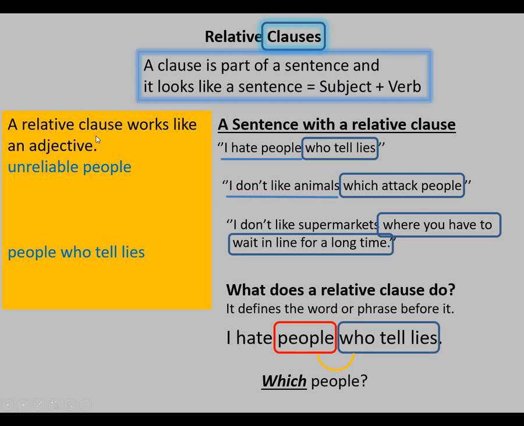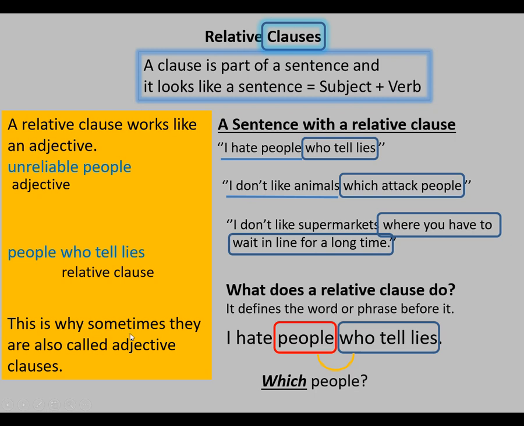In this case, a relative clause works like an adjective. Look at this, for example, unreliable people. Unreliable is an adjective and it describes the word people. People who tell lies. Who tell lies is a relative clause and it defines the word people. So it works like an adjective. And this is why sometimes they are also called adjective clauses. So relative clauses are sometimes called adjective clauses in some grammar books.